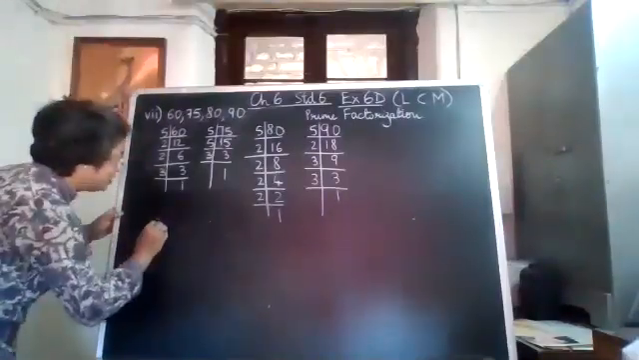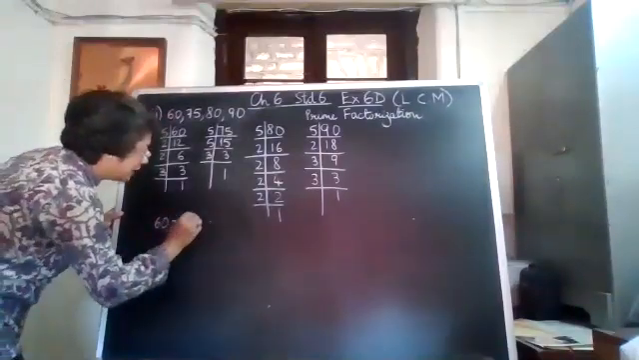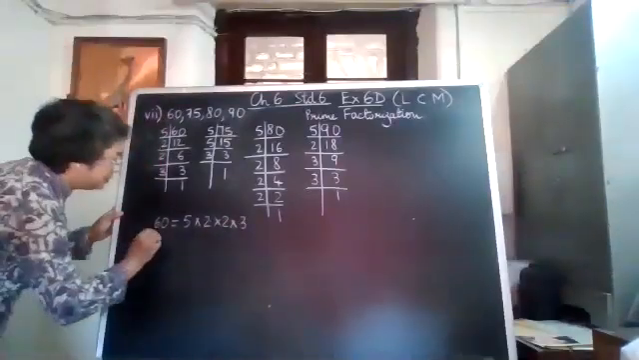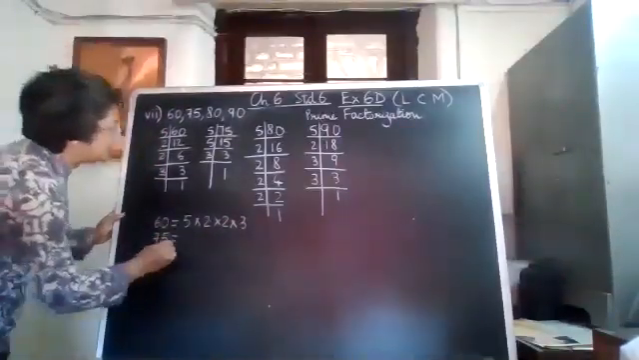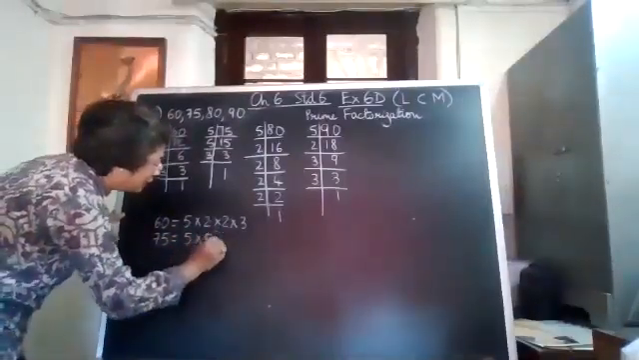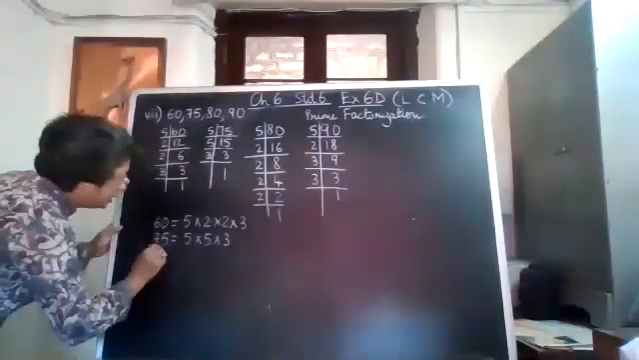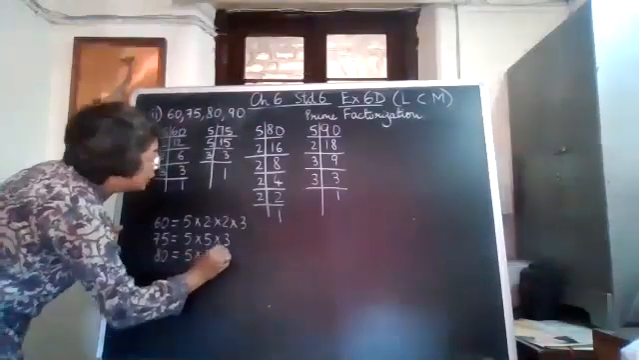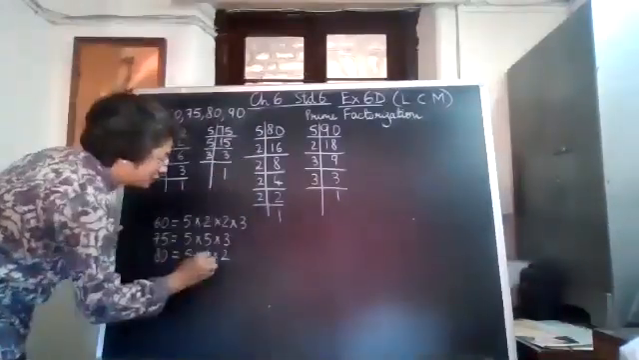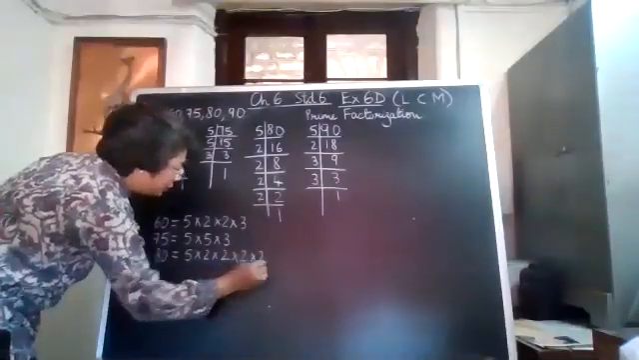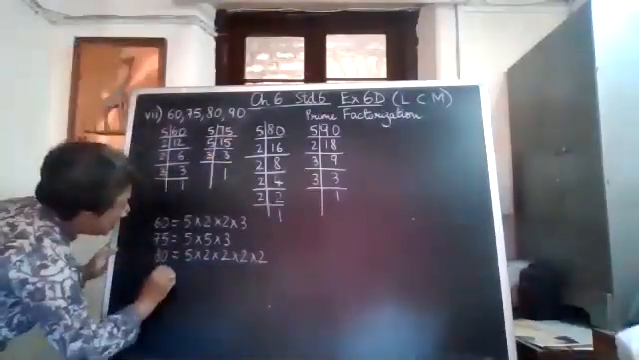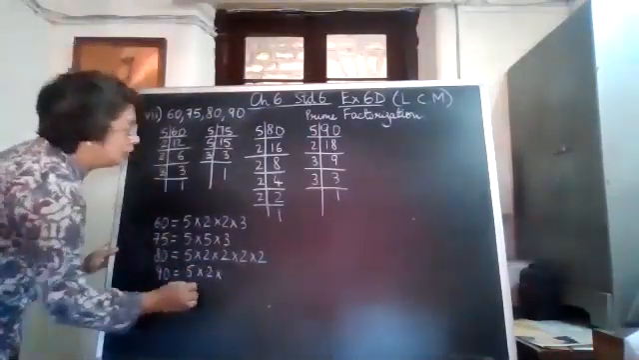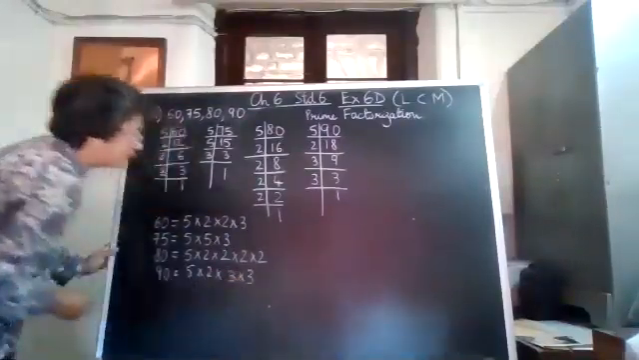The factors of the first number, 60: 60 is 5 multiplied by 2 multiplied by 2 multiplied by 3. 75 is equal to 5 multiplied by 5 multiplied by 3. 80 is equal to 5 multiplied by 2, how many times? 1, 2, 3, 4 times. And last number 90. 90 is 5 multiplied by 2 multiplied by 3 multiplied by 3.